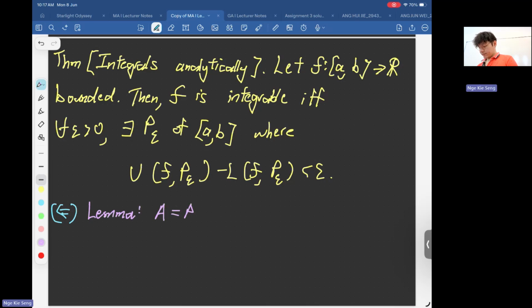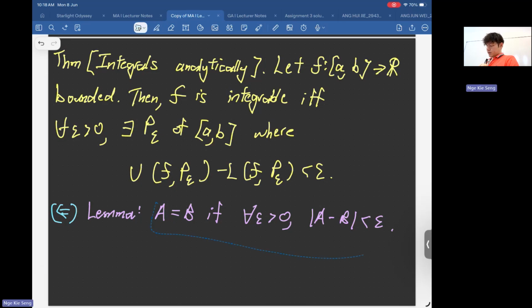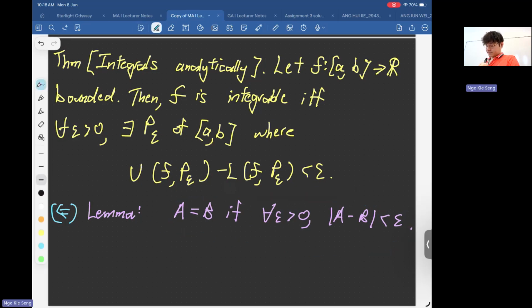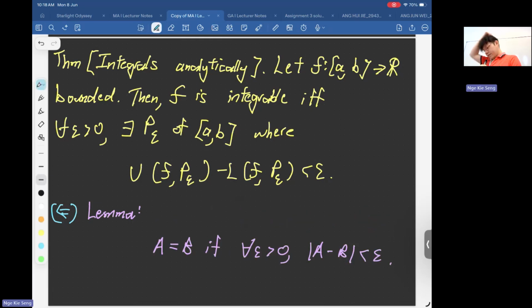A equals B if and only if for every epsilon greater than 0, the absolute value of A minus B is less than epsilon. Is this correct? I guess we need them to be positive.